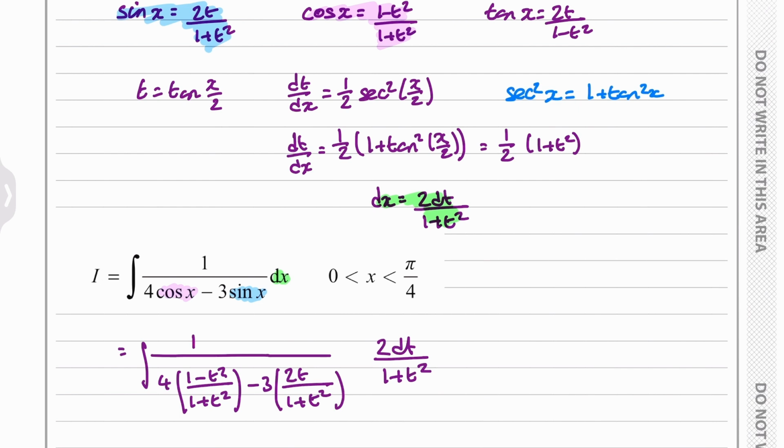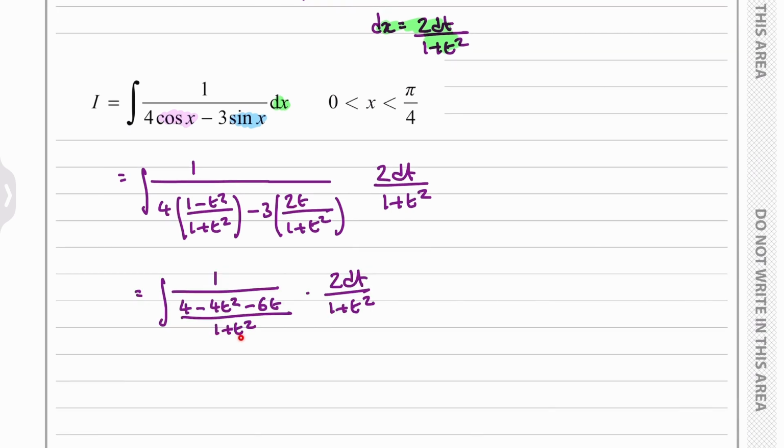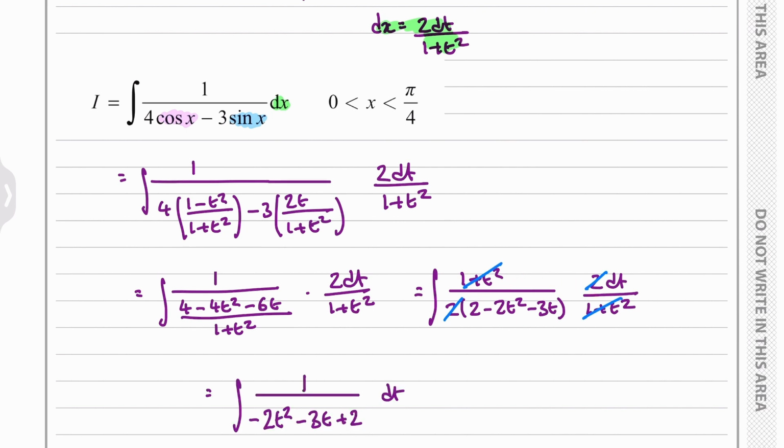So we've got 1 over 4 cos x minus 3 sine x dx. Now we've got two fractions with the same denominator, so we can multiply out this 4 and this 3, and then write it all as a single fraction. Now we can move this 1 plus t squared to the top, and factor out the 2 from this quadratic. And at this point, you can see the 1 plus t squared will cancel, and the 2's will cancel. So now I can rewrite this integral. So you can see how the T-formulae have helped to simplify this.